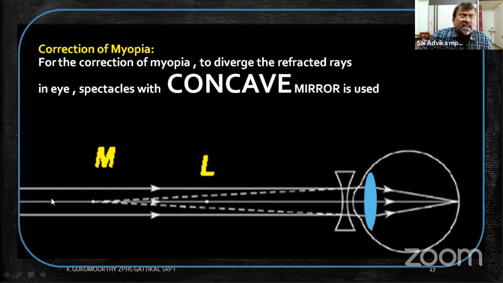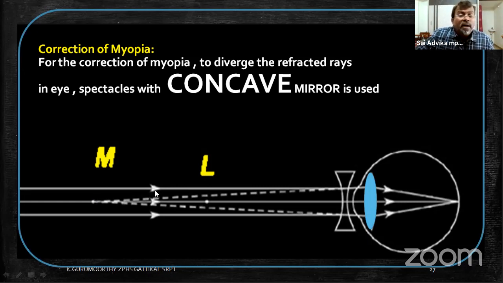See, these rays are coming from an object which is kept at infinity distance. They are coming parallel like this. In this case, we are using a concave lens. What happens? The object distance is infinity. The virtual image is formed exactly at the far point M, because the myopic eye can see any object kept at M. If any object is kept beyond this M, he cannot see. The eye cannot form an image.